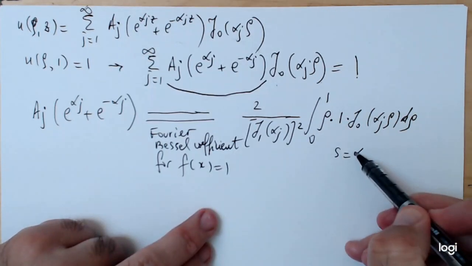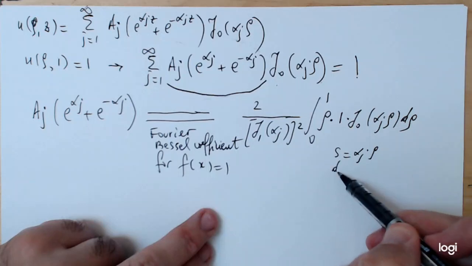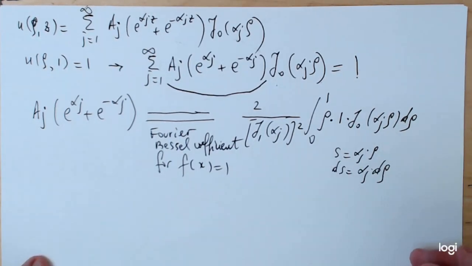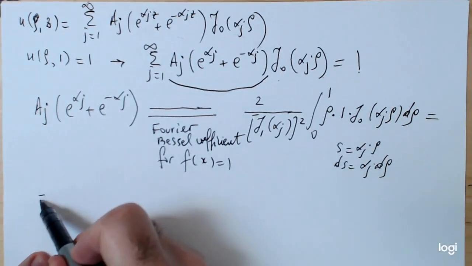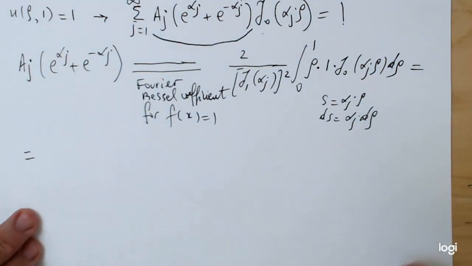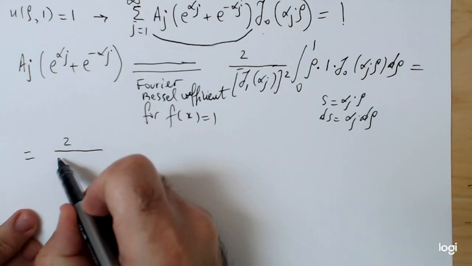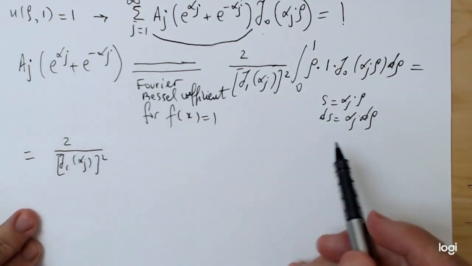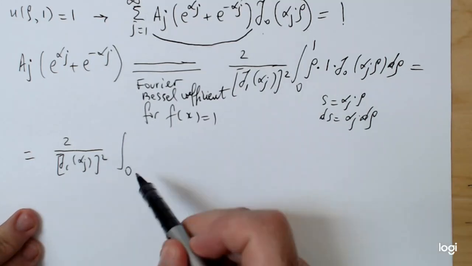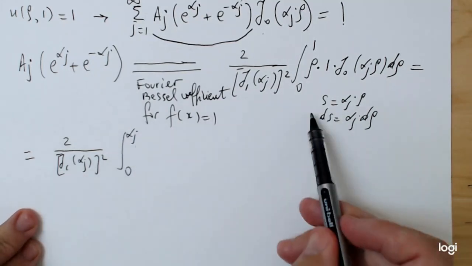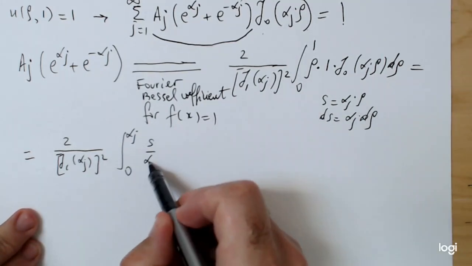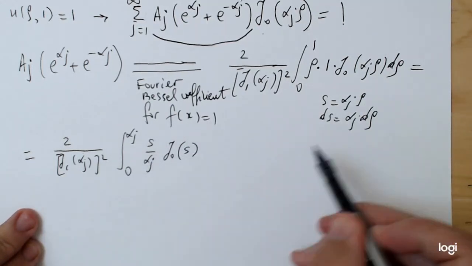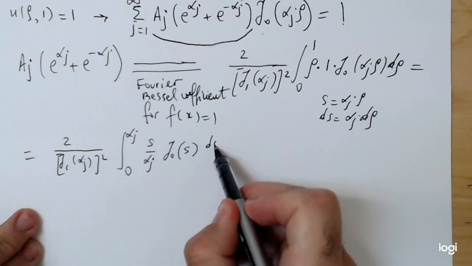Remember, our starting point is always that change of variables. So let's continue. New bounds of integration are 0 and alpha_j. Rho is replaced by s over alpha_j. This is J0 of s now. D rho is ds over alpha_j.